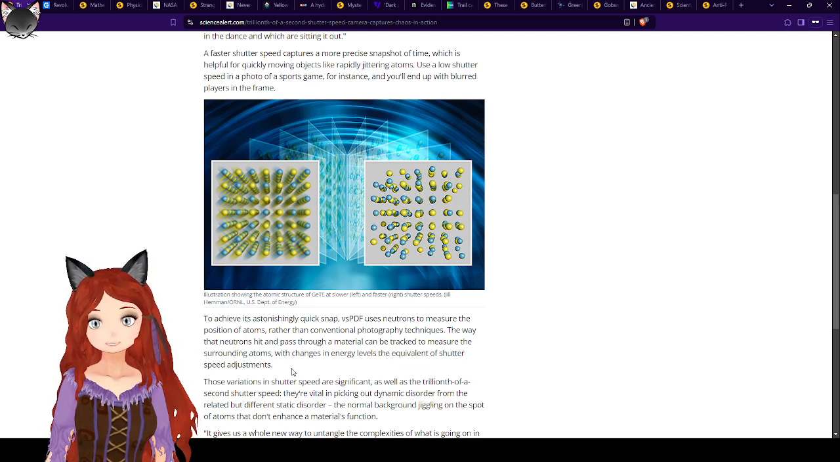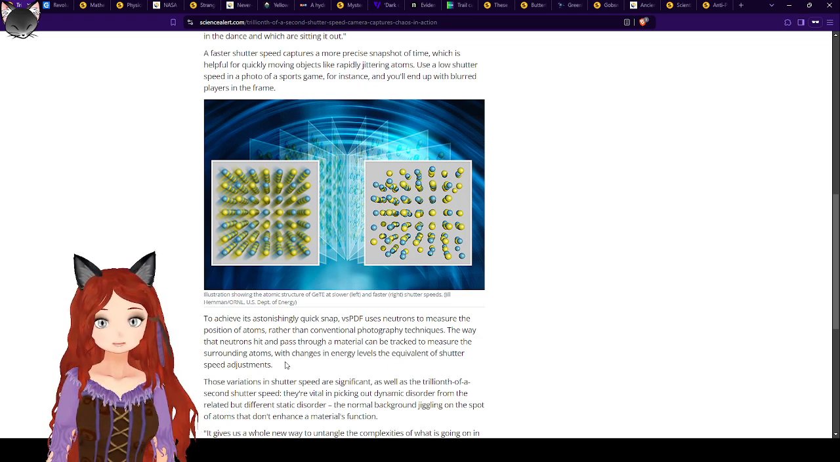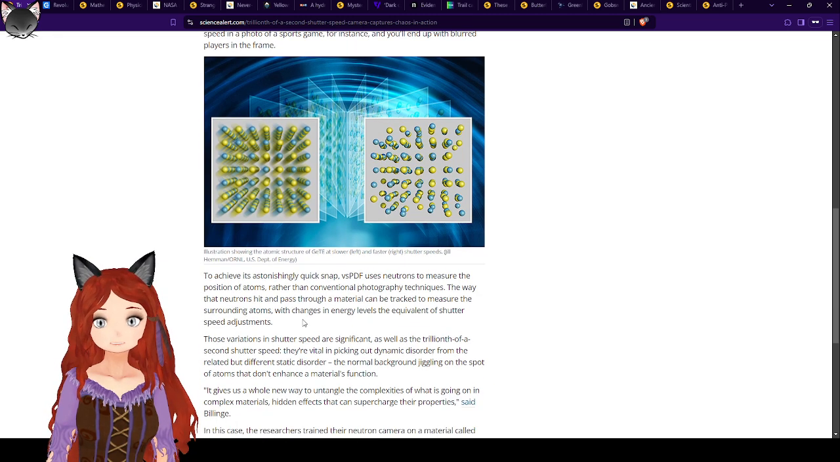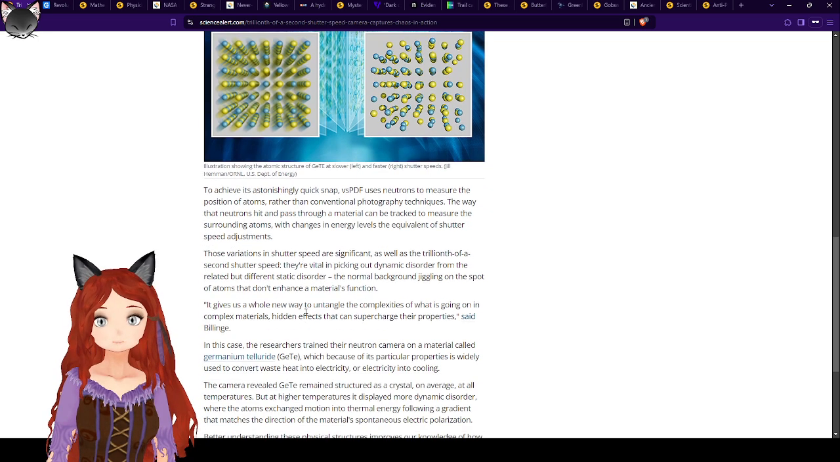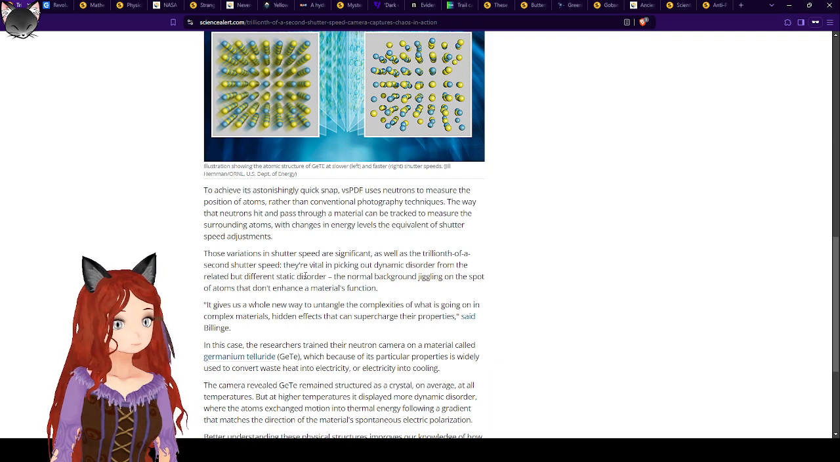To achieve this astonishingly quick snap, the VSPDF uses neutrons to measure the position of atoms rather than conventional photography techniques. The way that the neutrons hit and pass through a material can be tracked to measure the surrounding atoms, with changes in energy levels equivalent to the shutter speed adjustments. These variations in shutter speed are significant, as well as the trillionth of a second shutter speed. They're vital in picking out dynamic disorder from the related but different static disorder.